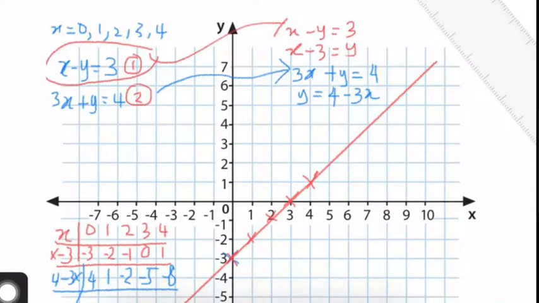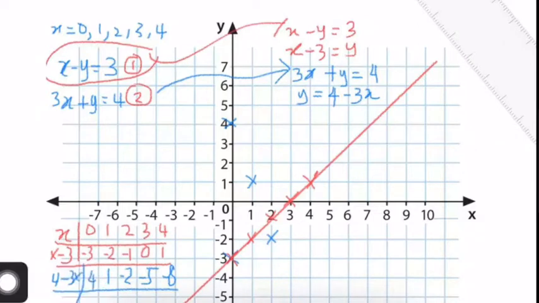Okay, sekarang I want to plot the blue graph or the graph for equation number 2. So equation number 2 kita tengok nilai yang ni lah. X0, Y4. Kemudian X1, Y1. And then X2, Y negative 2. 2, negative 2 kat sini.